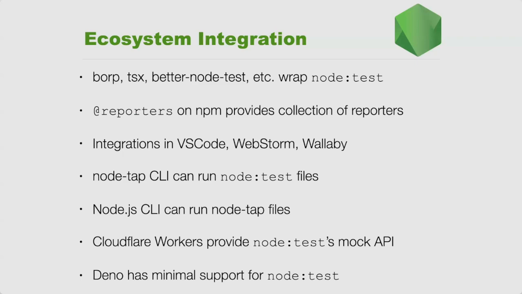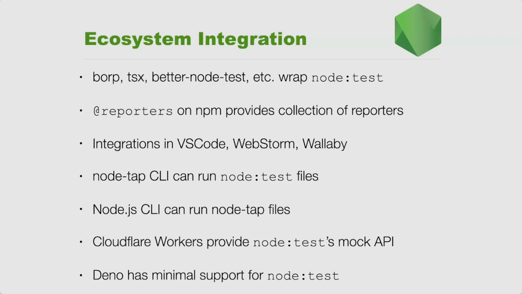I mentioned the @reporters scope on NPM. GitHub reporter, different things for like bailing out if you want to have your reporter exit after the first failure and things like that. There are integrations into some popular tools. So like VS Code has a node test extension. It's pretty nice. It's maintained by somebody from Microsoft, so it's kind of a first-class citizen. WebStorm, I don't use WebStorm myself, but I know that it has node test integration. Another product is called Wallaby. I haven't used that one either, but I know they have node test integration.